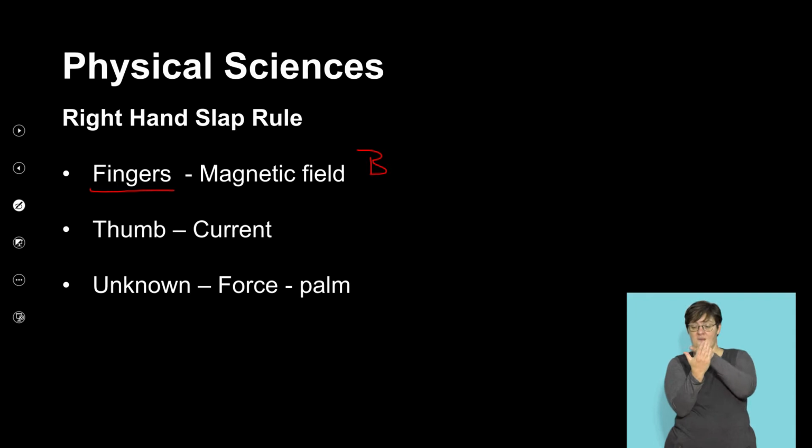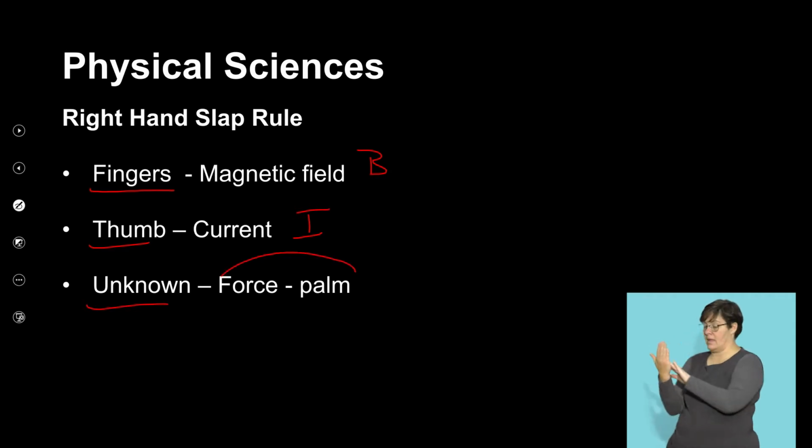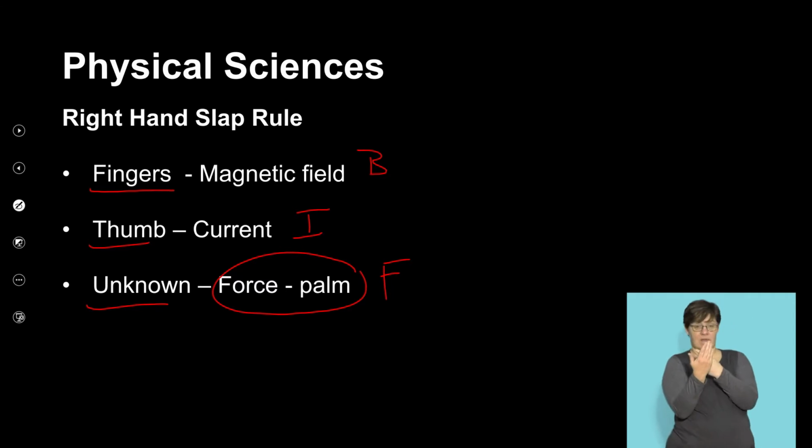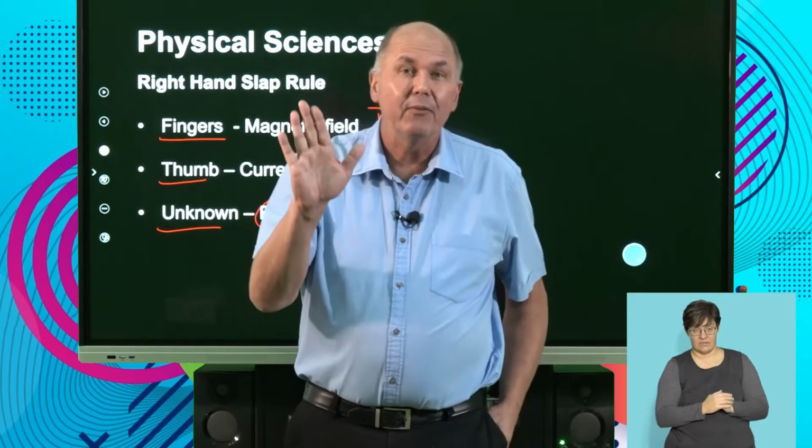That's the B. The thumb is the direction of the current. That's the I. And the unknown, which is the force, the direction of the palm, is F. So we've got FBI that go together to show us exactly what's happening.